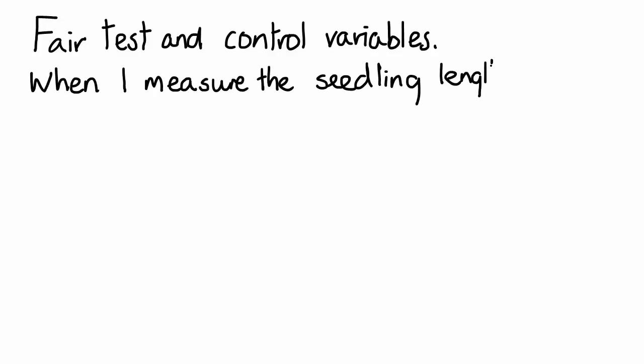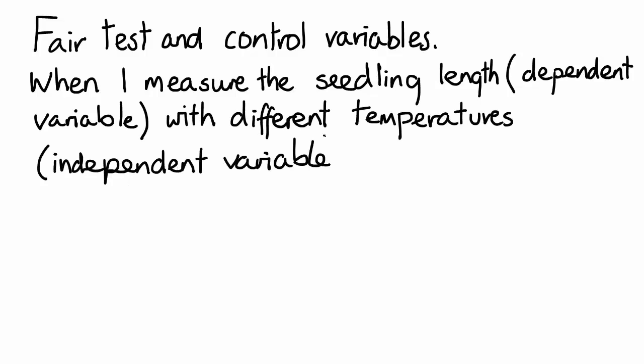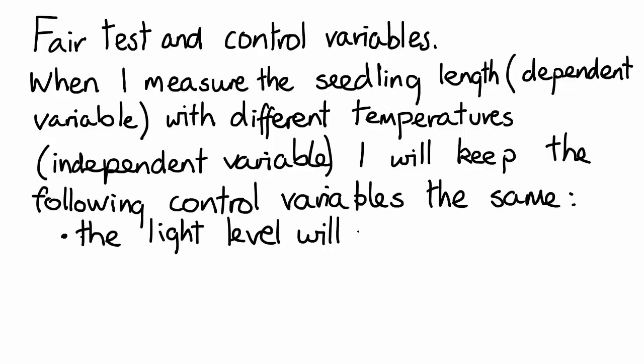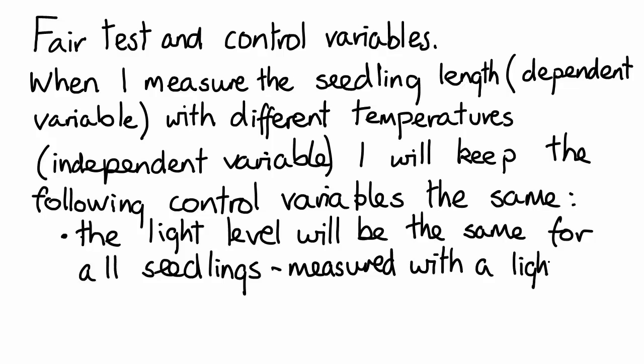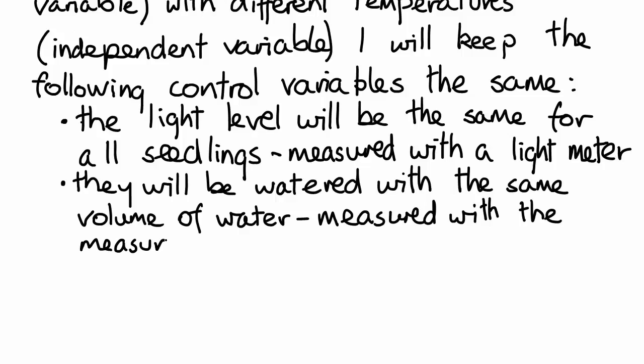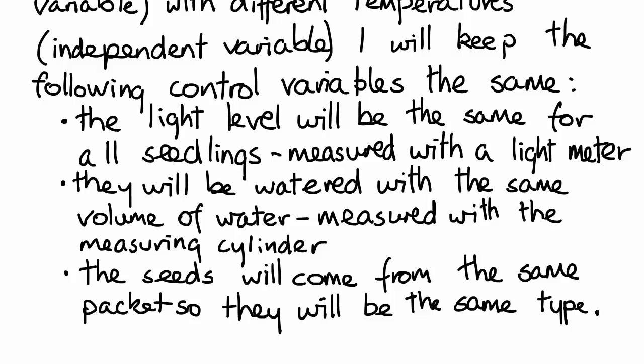When I measure the seedling length, the dependent variable, with different temperatures, the independent variable, I will keep the following control variables the same. The light level will be the same for all seedlings, measured with a light meter. They will be watered with the same volume of water, measured with the measuring cylinder. The seeds will come from the same packet, so they will be the same type. I've mentioned 3 different control variables here. I think 2 would be okay, but just to be on the safe side, it's worth mentioning 3 different ones. If you only mention one control variable, you will limit your marks.